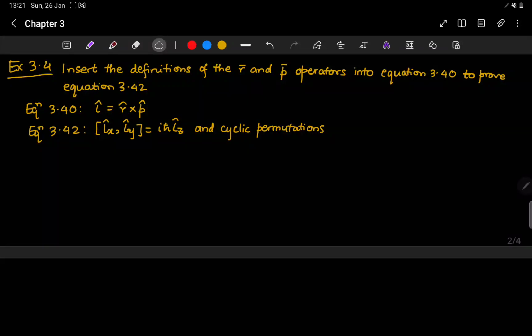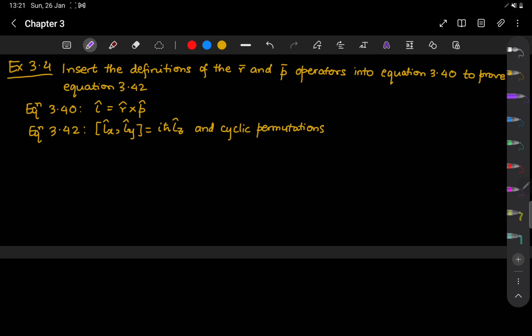The fourth question is on angular momentum and commutation operation. So let me get my pen. This over here, this L cap operator is the angular momentum operator.